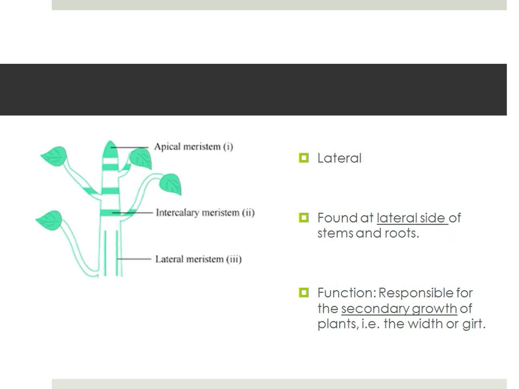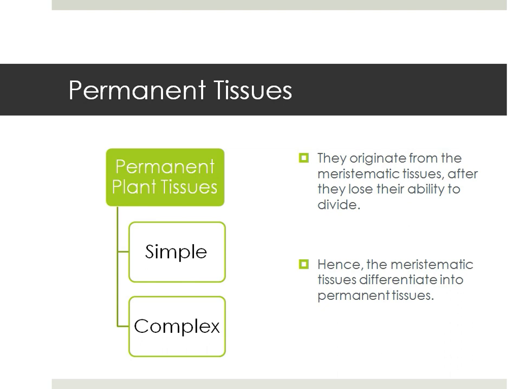The third one is lateral. Lateral, as the name suggests, again it is present on the lateral sides, the sides of the stems and roots. So it is responsible for the width or girth growth. And this width or girth, that is the increase in diameter of a stem or root of a plant, is known as secondary growth.